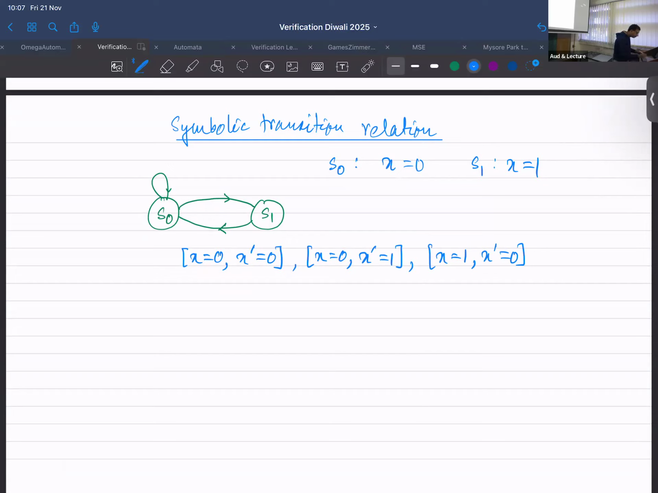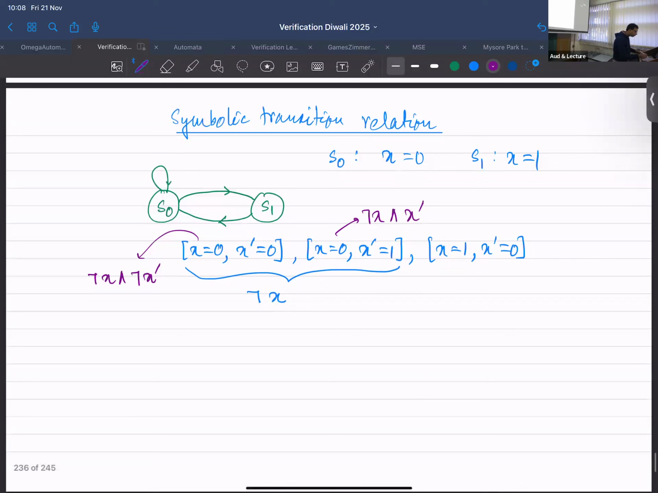So this, you see, it's like negation of x. So this is like for each of them. This one, for example, is negation x and negation x prime, right? This one is negation x and x prime, right? So if I consider now the disjunction of these two, I get a negation of x.